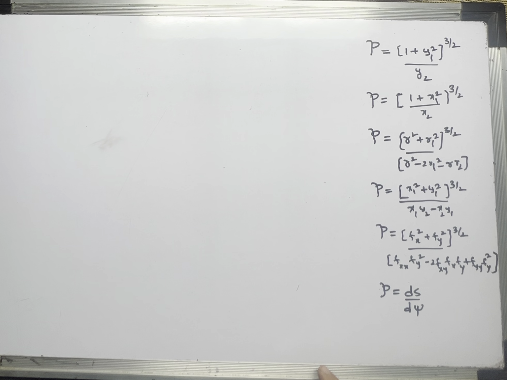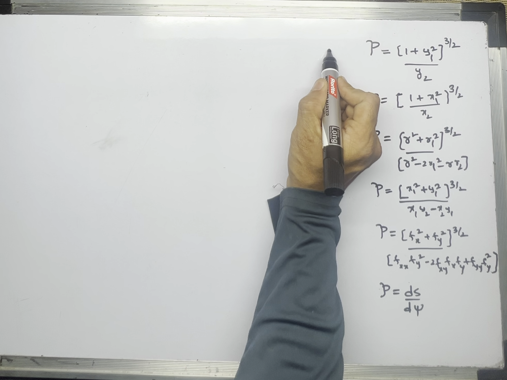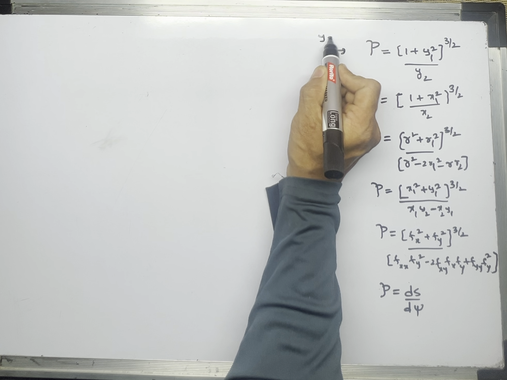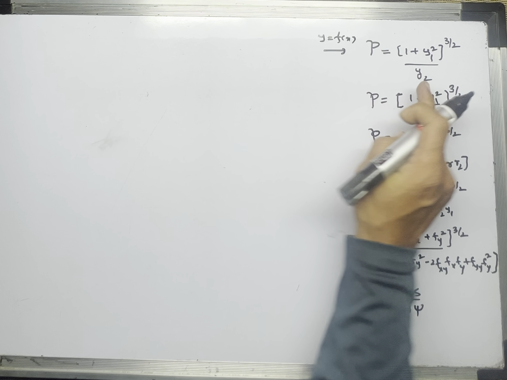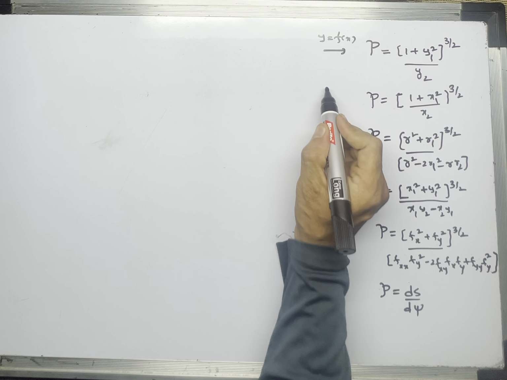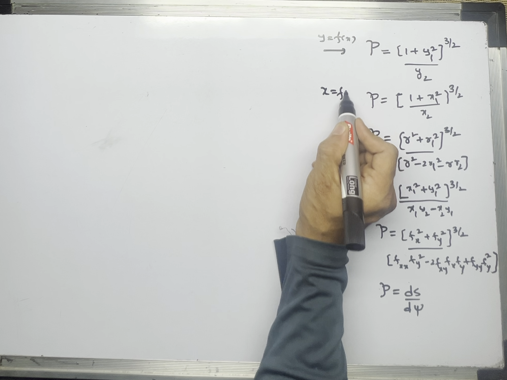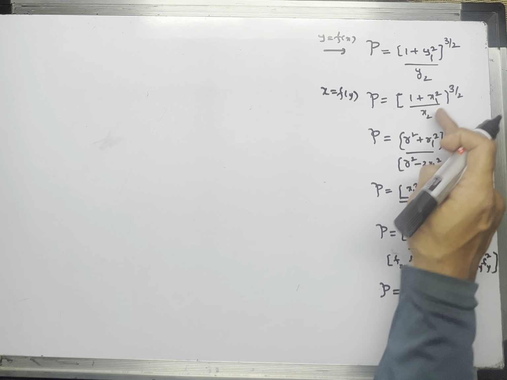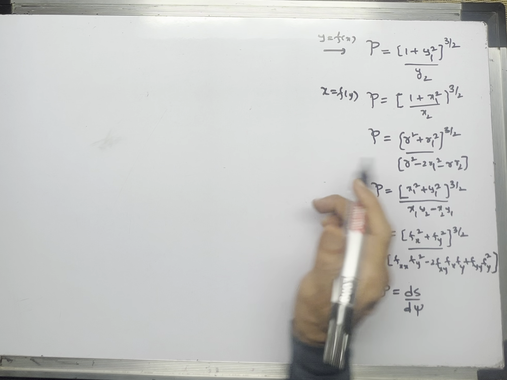For radius of curvature, you need to remember the formula. This formula we'll use when the question is in terms of x, f of x: radius of curvature equals 1 plus dy by dx whole square, whole power 3 by 2, divided by d square y by dx square. When the question is in terms of y, that time we use this formula: radius of curvature equals 1 plus x1 square by x2, whole power 3 by 2.